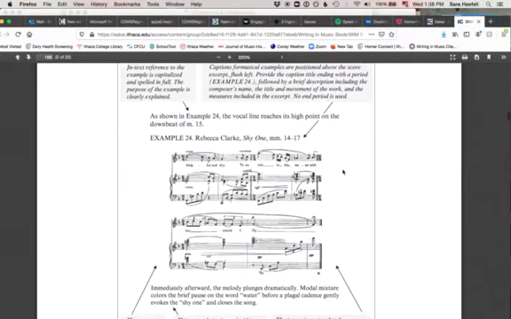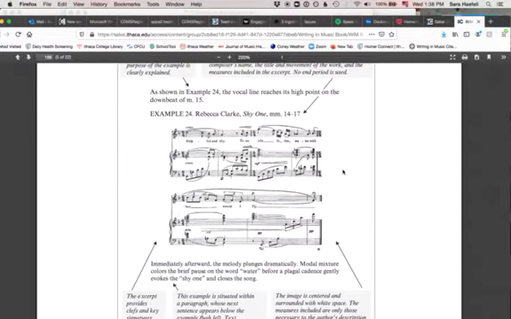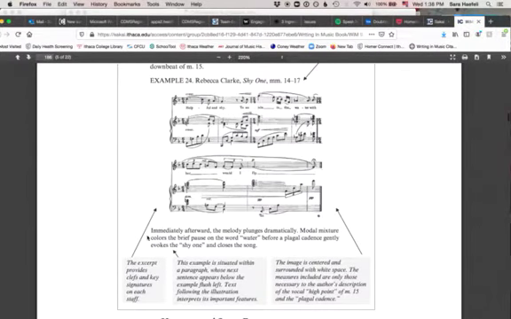Now, this is an example by Rebecca Clarke that I happened to find on IMSLP, and I was able to just take a screenshot from the PDF and then import it into this example, and it looks pretty good. And then look at the bottom here, immediately afterward, the melody plunges dramatically, right? The discussion of the example continues after the example.